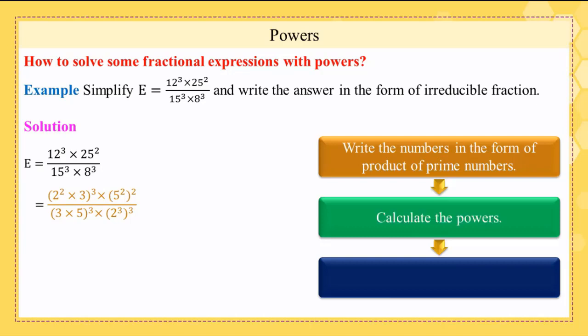Second step, calculate the powers. So 2 square times 3, all to the power 3, equals 2 power 6 times 3 power 3. 5 power 2 to the power 2 equals 5 power 4. Similarly, 3 times 5 to the power 3 equals 3 power 3 times 5 power 3, and 2 power 3 to the power 3 equals 2 power 9. The third and last step is simplify. As we mentioned before, since the operation between the numbers is times, we simplify the expressions, and the final answer is 5/8.